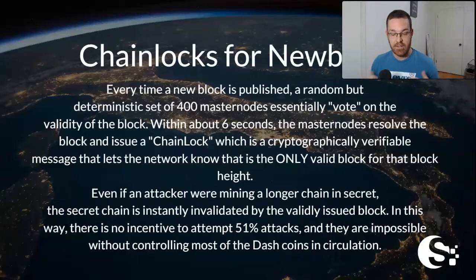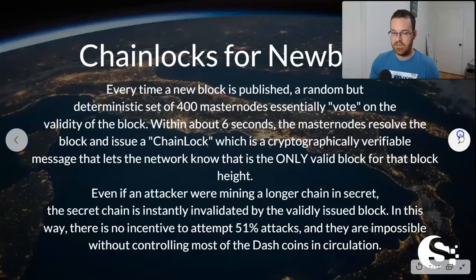And in this way, there's no incentive to attempt a 51% attack, and it's impossible without controlling most of the Dash coins in circulation. In other networks, like we saw last year with Bitcoin Cash, this happens. If a lot of miners take control of most of the mining capability, they could attack the network that way, generate something new, and attempt to take over, essentially doing bad things to the blockchain in place.